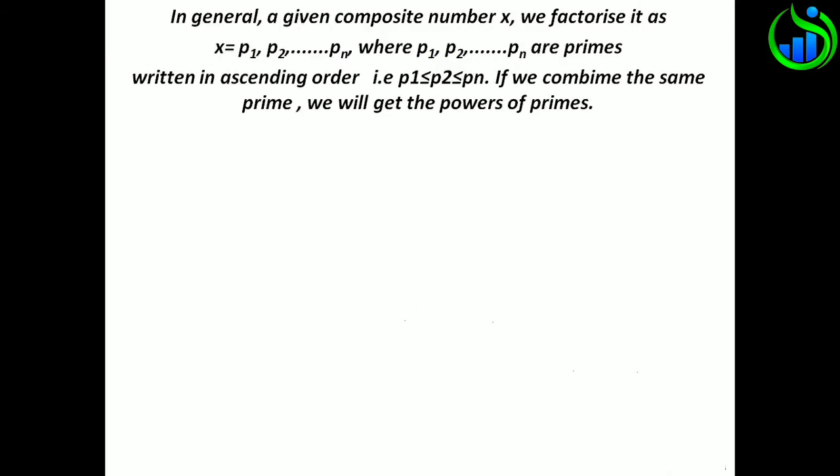In general, a given composite number x, we factorize it as x equals p1 p2 ... pn, where p1, p2 and so on are primes written in ascending order.